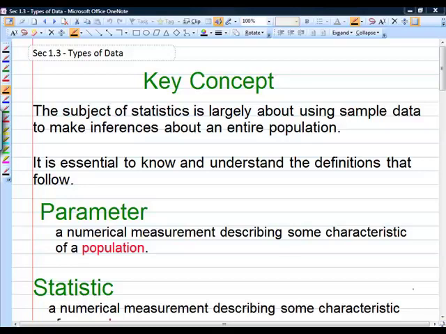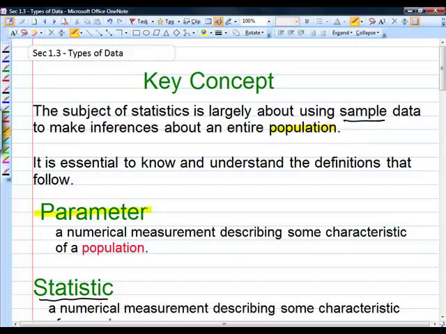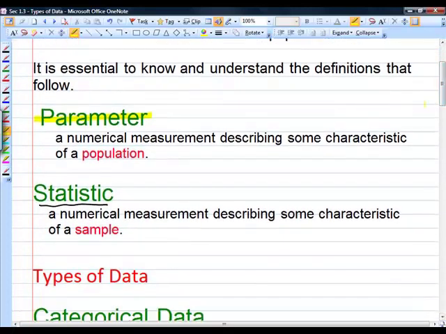In this section, the key concept is the subject of statistics is largely about using sample data to make inferences about an entire population. The key words here being sample and population. So we're going to be looking at sample statistics and population parameters. Remember that from the previous lecture. So a parameter is a numerical measurement that we use to describe some characteristic about a population.